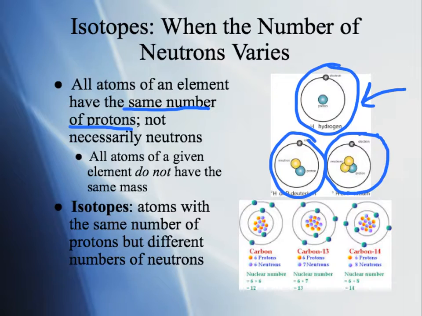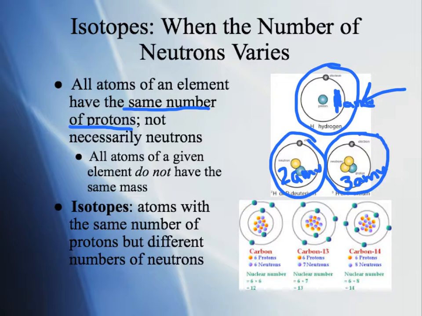Remember, protons and neutrons are both 1 atomic mass unit, so this hydrogen would be 1 atomic mass unit. This one would be 2 AMUs, and this atom would be 3 AMUs. Remember, they're all hydrogen atoms. They all have 1 proton, which means it's hydrogen, but they have different numbers of neutrons, so they have a different mass. This is what we call isotopes.